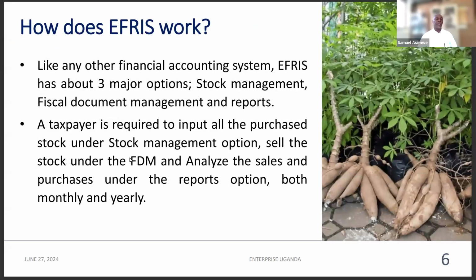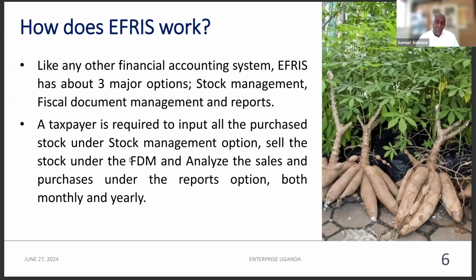How does EFRIS work? Like any other financial accounting system, EFRIS has about 3 major options within its site. There is an option of stock management. There is an option of physical document management, and there is an option of reports. There are definitely other options, but the major ones will be the stock management.